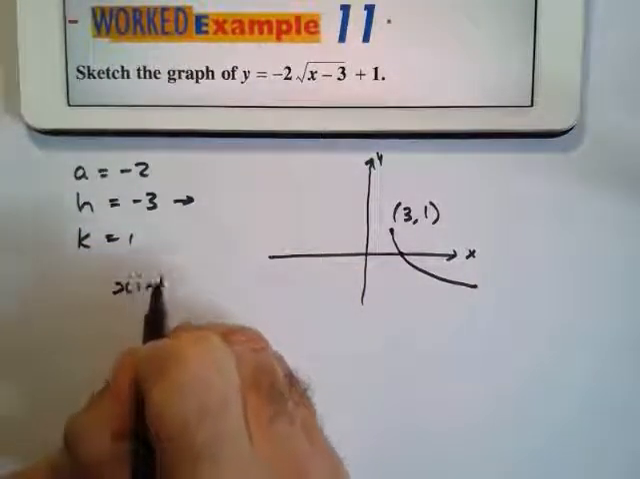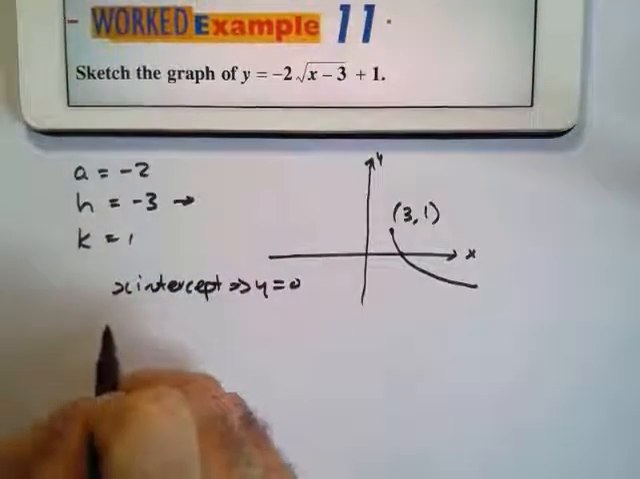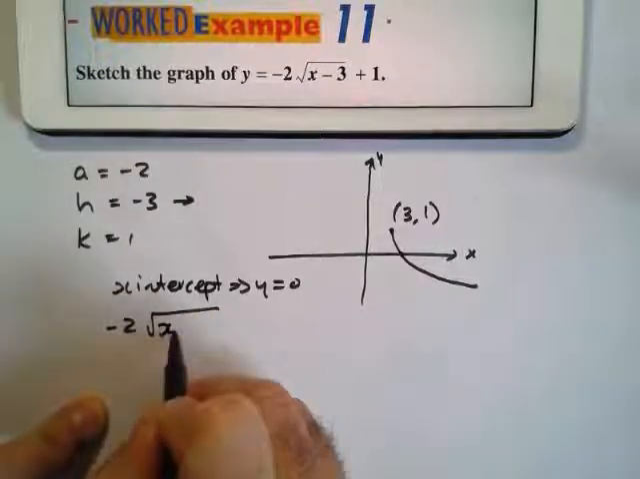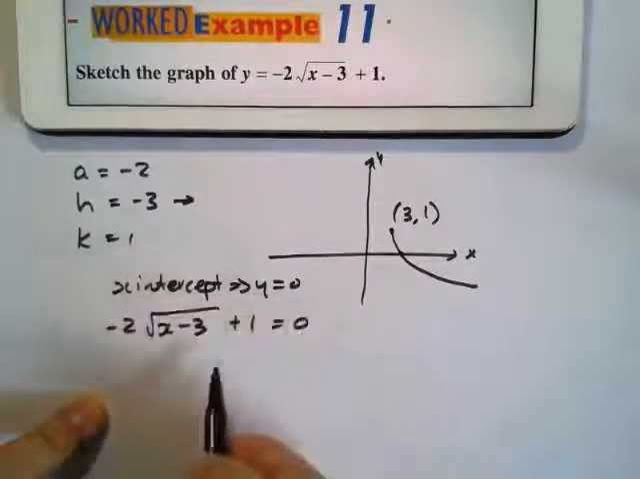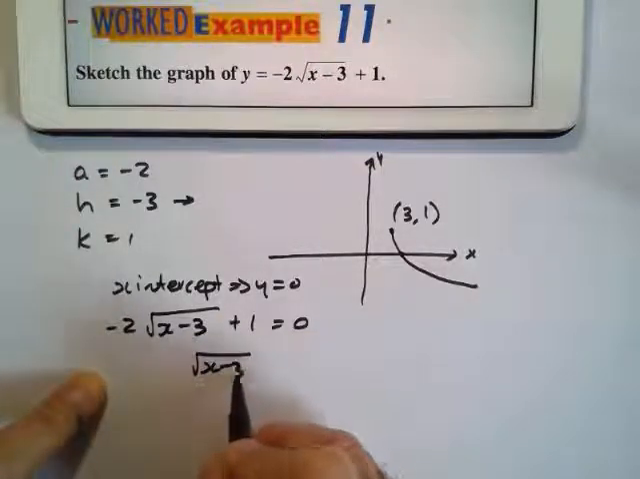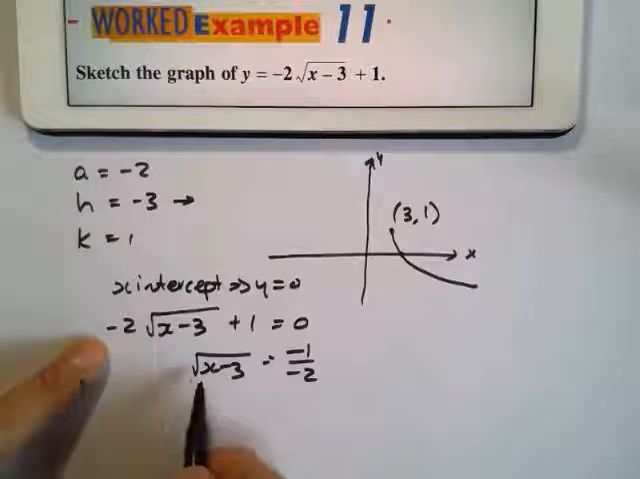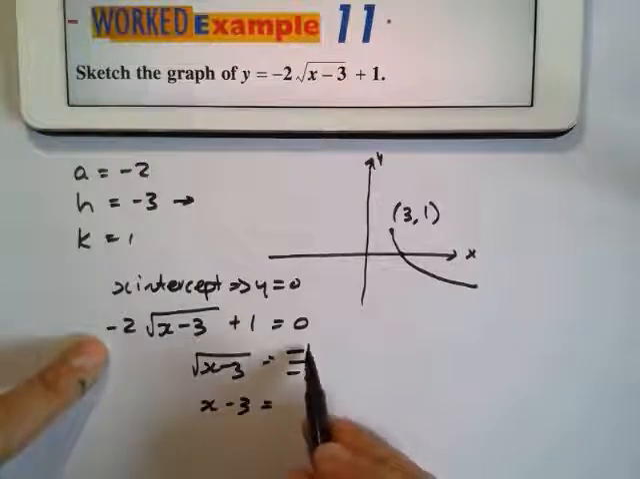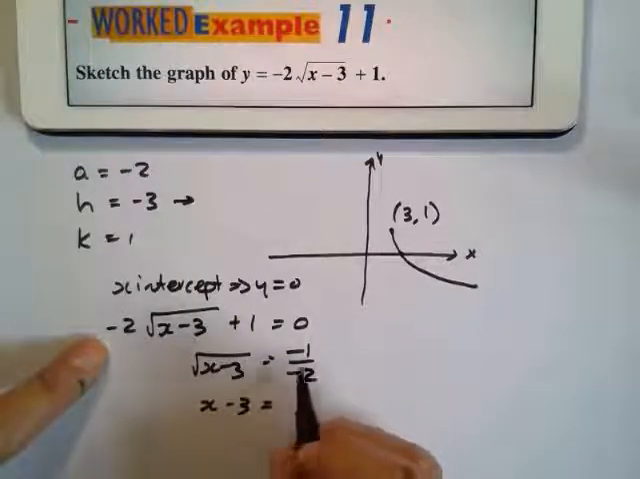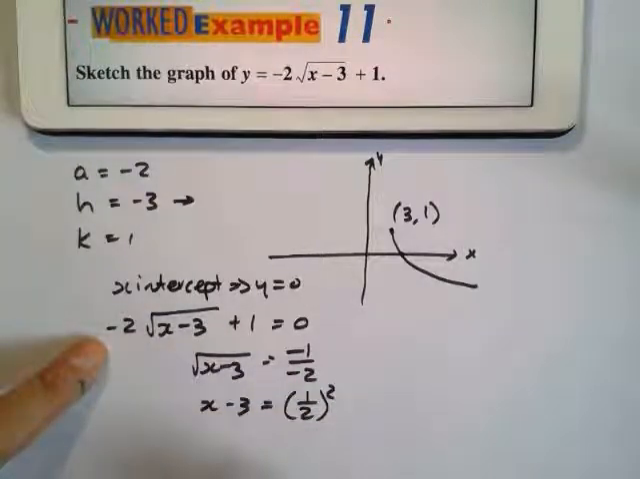So my x-intercept, you need to show this. X-intercept is where y equals 0, which means -2√(x - 3) + 1 = 0. I'm going to take plus 1 over to the other side, becomes negative 1, and then I divide by negative 2. I'm then going to square both sides. If I square a square root, I'm going to have x - 3 equals, negative over negative is a positive, so it's a half squared. So x equals, the 3 goes over, it becomes 3.